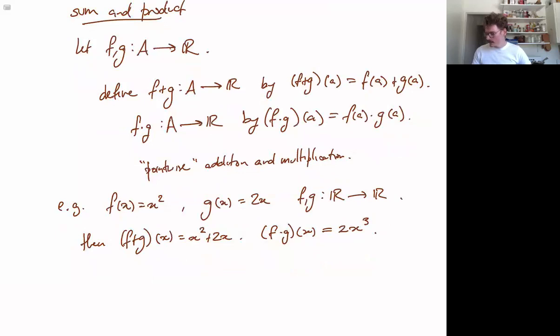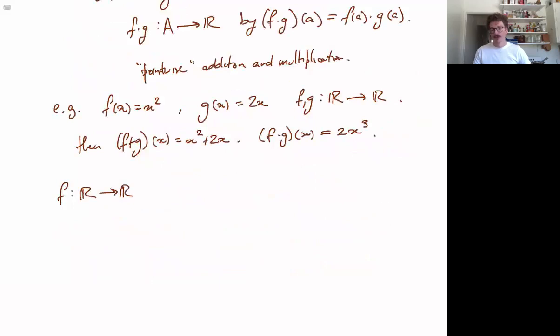So now let's say we have a function from the real numbers to the real numbers.